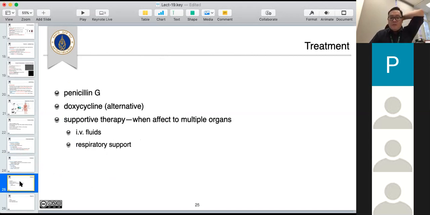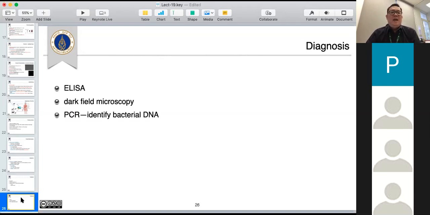Okay, treatment of this bacteria uses penicillin G. This bacteria never resists penicillin, but in case of a patient who has an allergy to penicillin, doxycycline is the alternative treatment. Or maybe in severe cases, we probably use IV fluid or respiratory support for breathing. Okay, and for diagnosis, use ELISA, dark field, and PCR that can detect it. That's all about spirochetes. Okay.